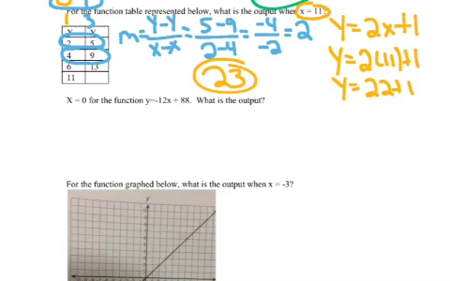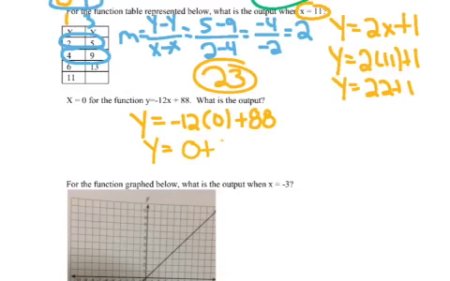Same thing for this one. Y equals -12 times 0 plus 88. I'm solving for my output. So 0 plus 88 is just 88.